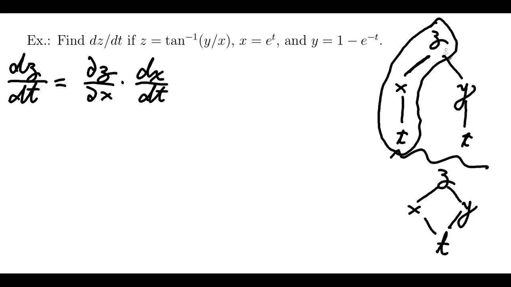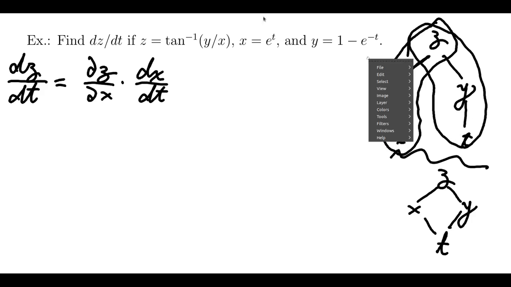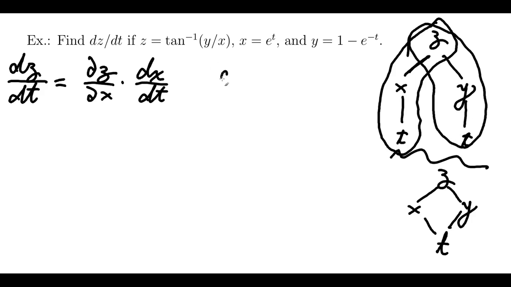Okay. But this is not the only way that t influences z. We see that there's this other path over on the right here. It also passes through y. And if we look at that, we have the partial derivative of z with respect to y multiplied by the derivative of y with respect to t. Again, this is an ordinary derivative because y is just a single variable function. Y only depends on t.